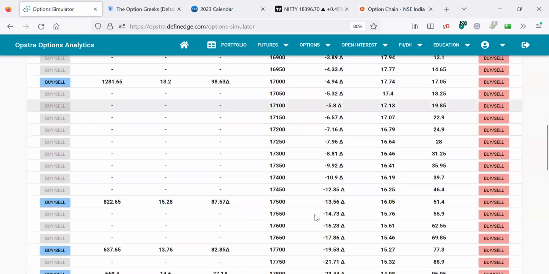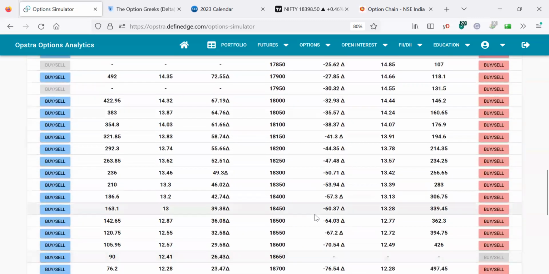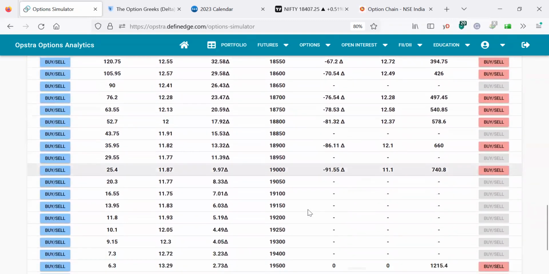So right now, just try to understand simply, a brief introduction about the delta. 18,200 is the at the money. So it will be near about 0.5. So 0.5 means 50-50, we can say. Simply, as a simple example, if any strike price is having delta 1, it means how much the index is going to move, in that proportion this strike price will move.